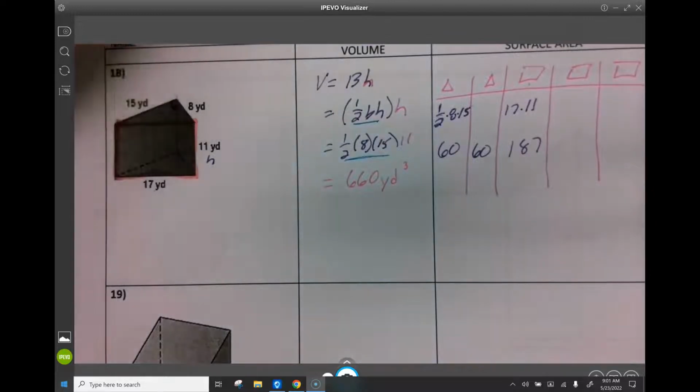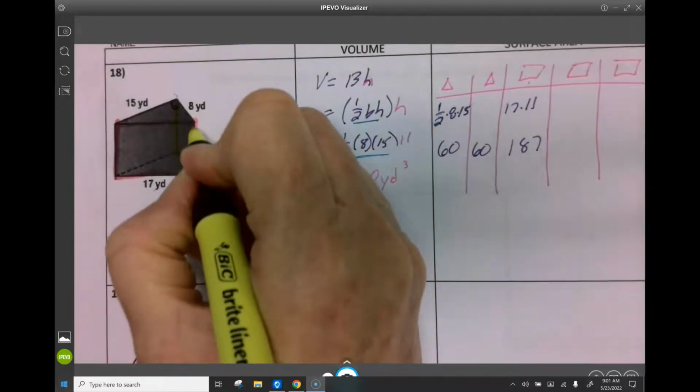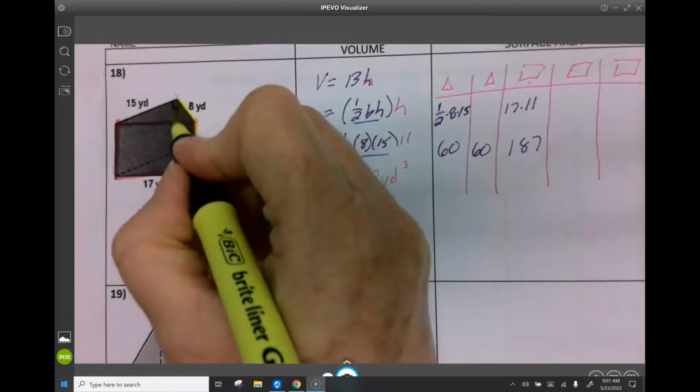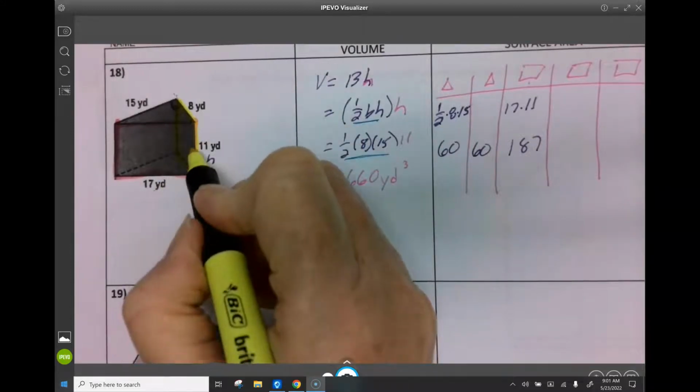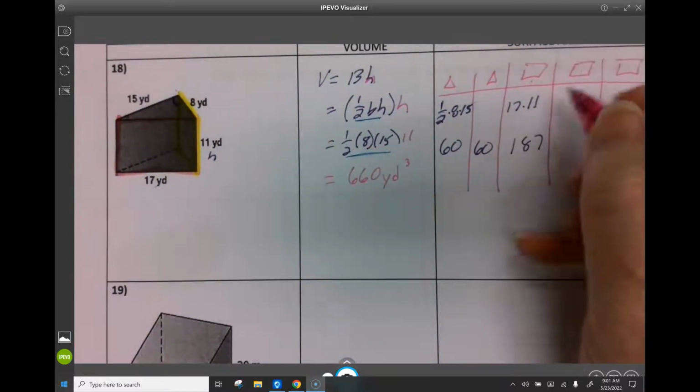Now I'm going to trace a different rectangle. So this rectangle I'm going to trace is right over here. You can't see that. It doesn't show up, does it? Do you see what I'm tracing, though? Okay, there I went by 11. Now I'm going to go by 8. So that's an 8 by 11.